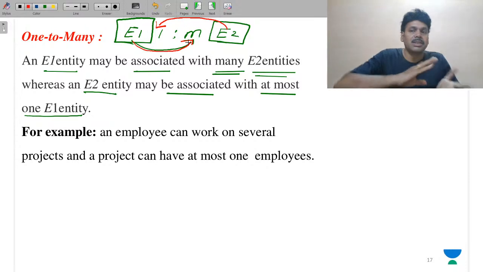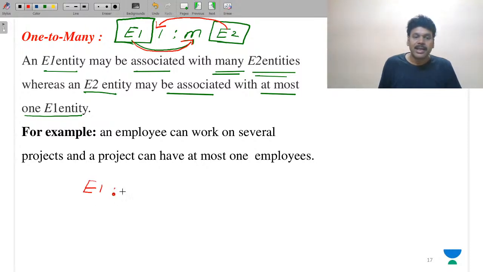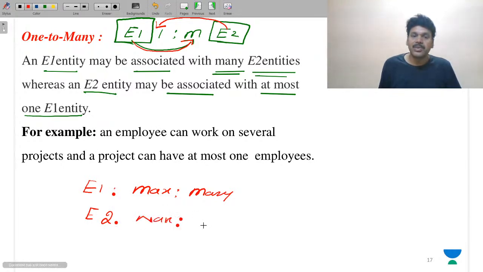Always you have to look at the maximum at the opposite side, not your side. Please keep this in mind, because many of you make mistakes here. The maximum occurrence, we always look at the other side. Therefore, what is the E1 maximum? We will write here: many. You have to see the other side. What is the E2 maximum? The other opposite side you need to see. What is that? 1. This is how you designate the maximum cardinality of an entity. Okay, friends?